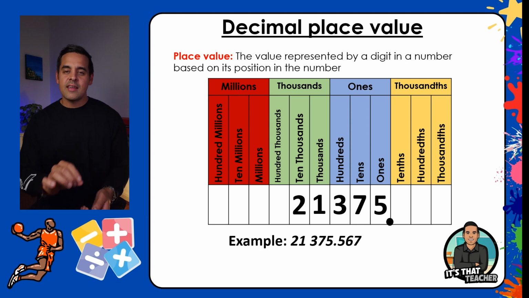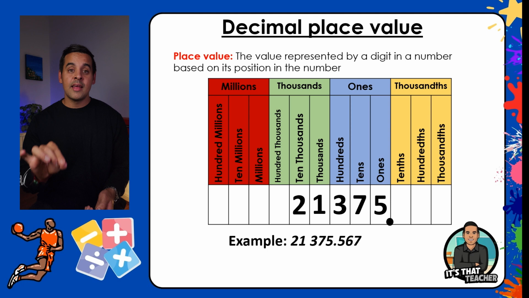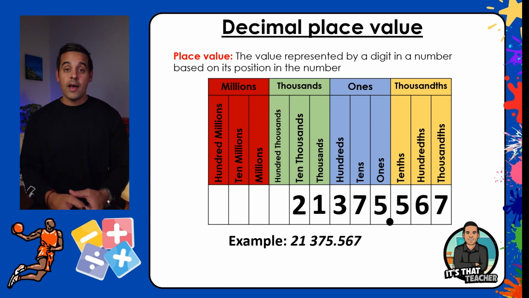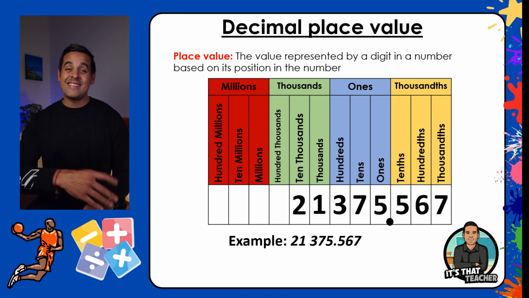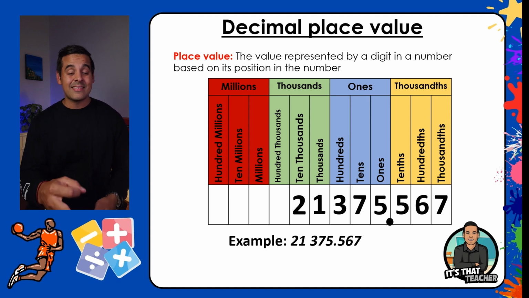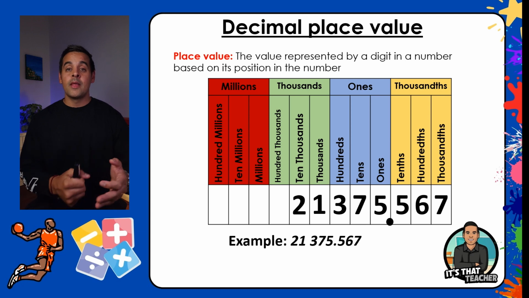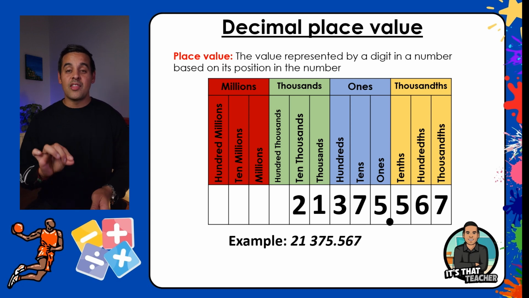So 21,375 point, the decimal place, 567. So you can see that the 5, the first number after the decimal point, is called the tenths column. Followed by that, the second number, which would be the 6, is in the hundredths column. Finally, the 7, the third number after the decimal place, is the thousandths column.